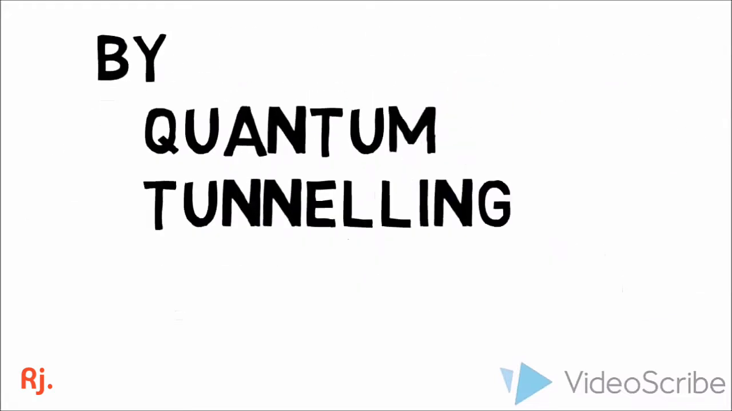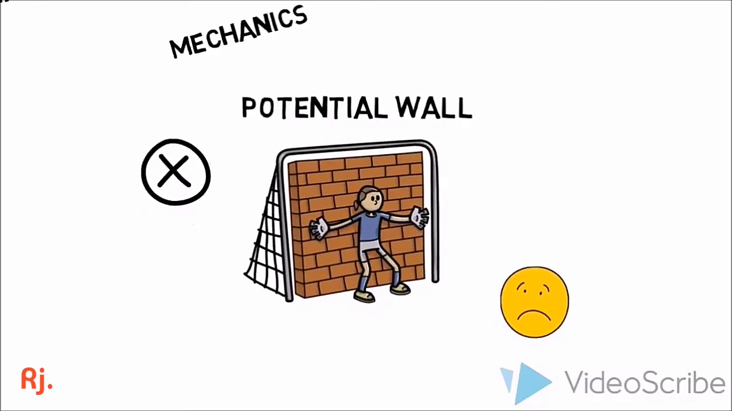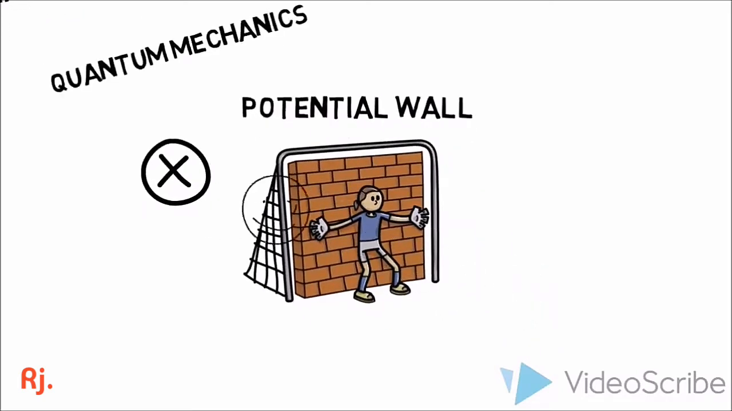Let us adopt the following analogy. The metal oxide acts as a potential wall. According to classical physics, an electron will never be able to penetrate to the other side of the wall. However, quantum mechanics tells us that it's possible.